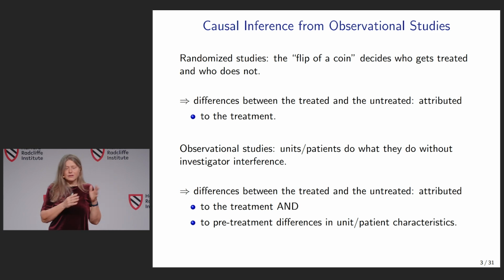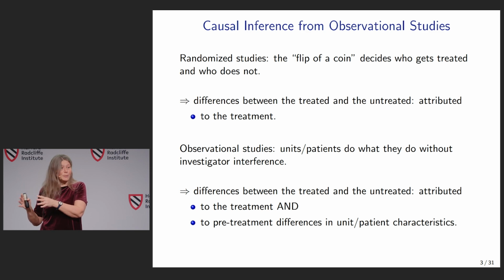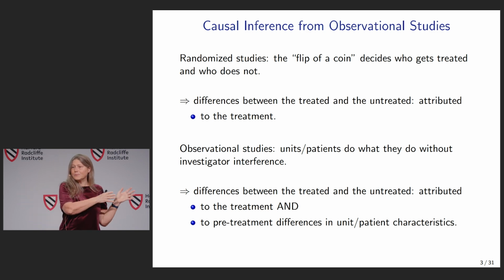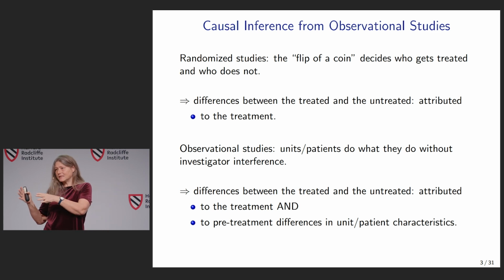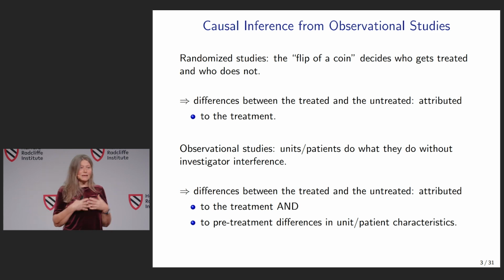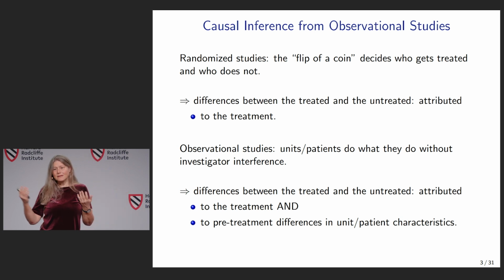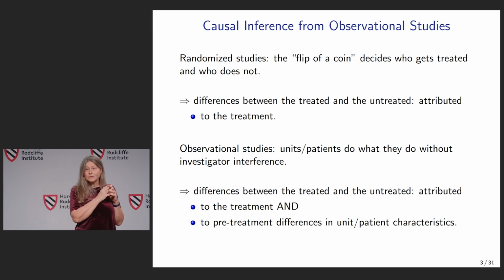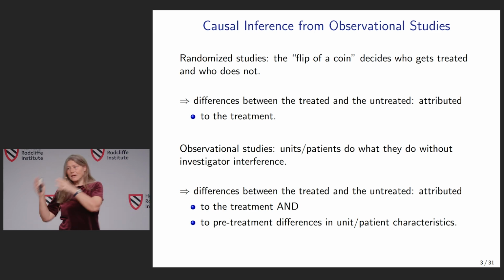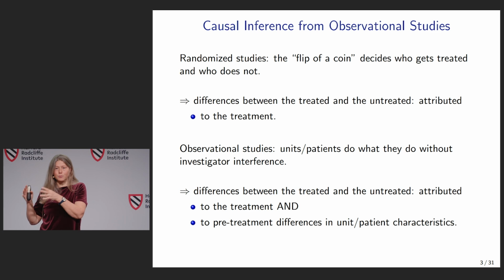Now, if we have the treated and the untreated, and the treatment has not been randomized, then differences between the treated and the untreated can arise from 2 different reasons. It can be that the treatment has an effect, but it can also be that the difference between the 2 groups can be attributed to the fact that pre-treatment, the treated and the untreated were simply different populations.